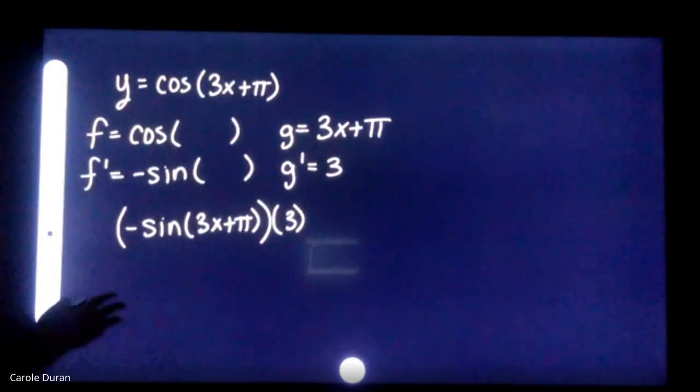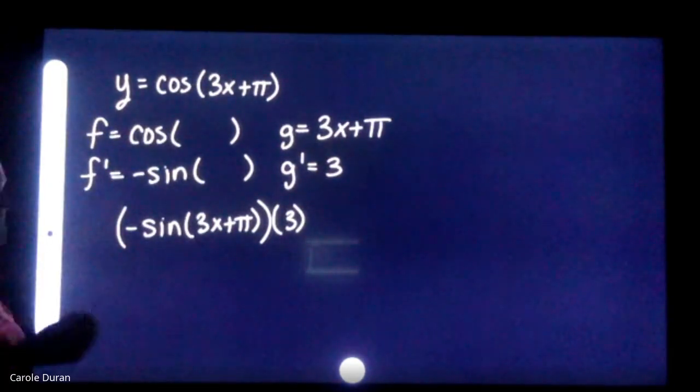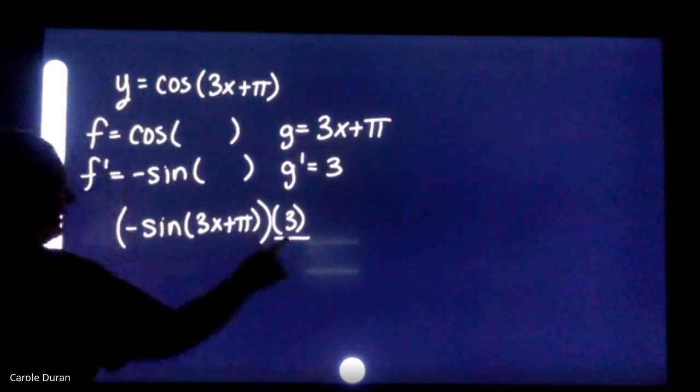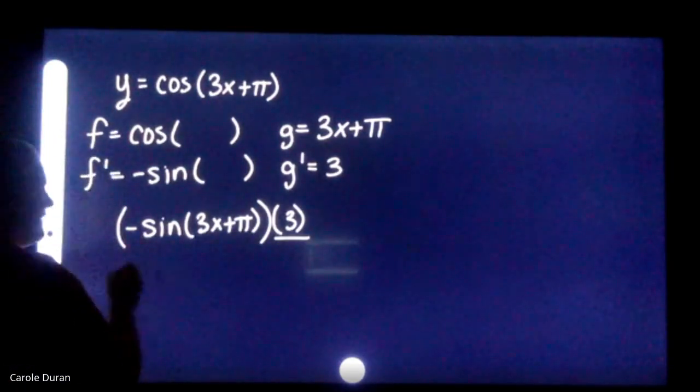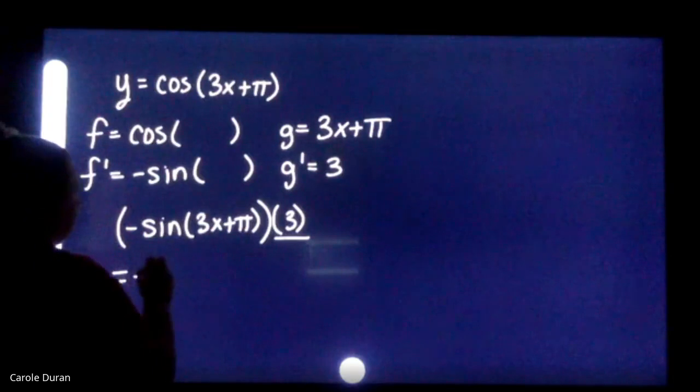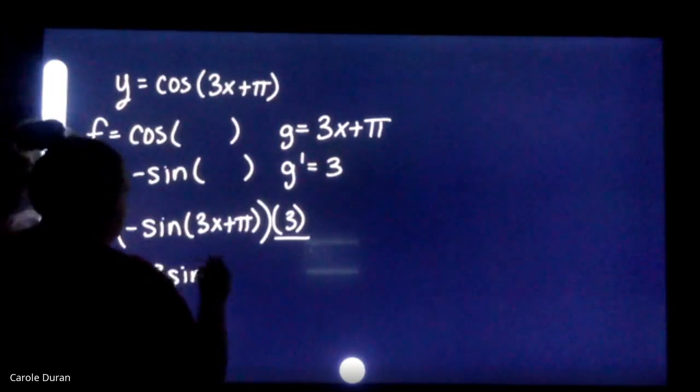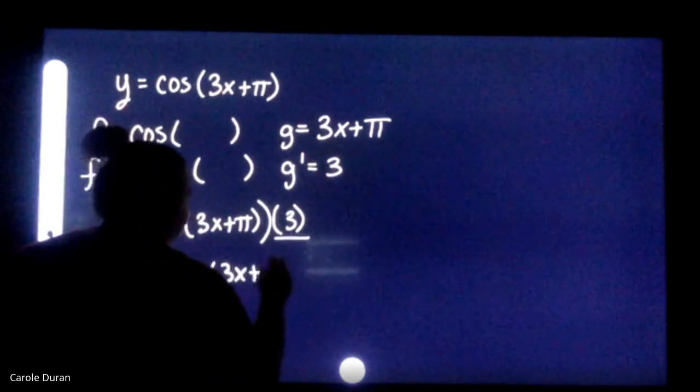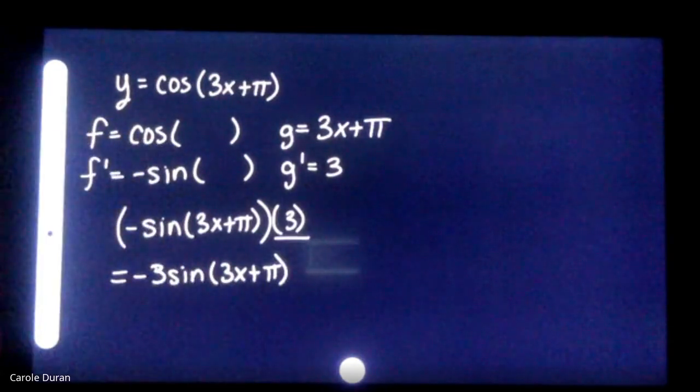So then I call this combining stragglers. I don't want to leave this 3 out here. I want to combine it with what's in the first parentheses. So this then would equal negative 3 sine of 3x plus pi. And then we're done.